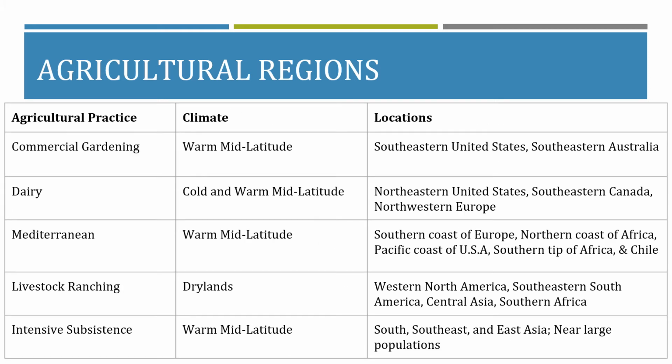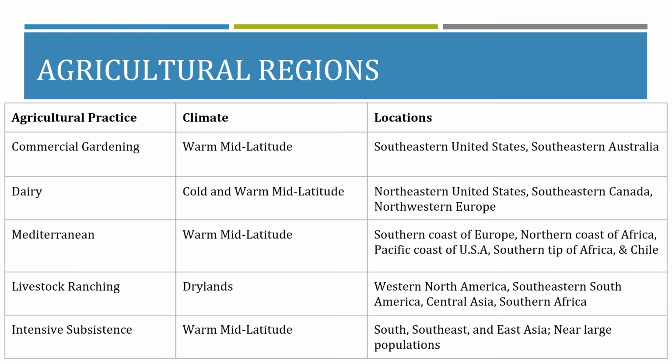The next type of agriculture you need to know is known as commercial gardening and fruit farming. Commercial gardening is obviously a type of commercial agriculture, meaning you're growing these fruits and vegetables for sale. This is typically going to be found in more warm mid-latitude climates. Here in the US, that's here in the South.